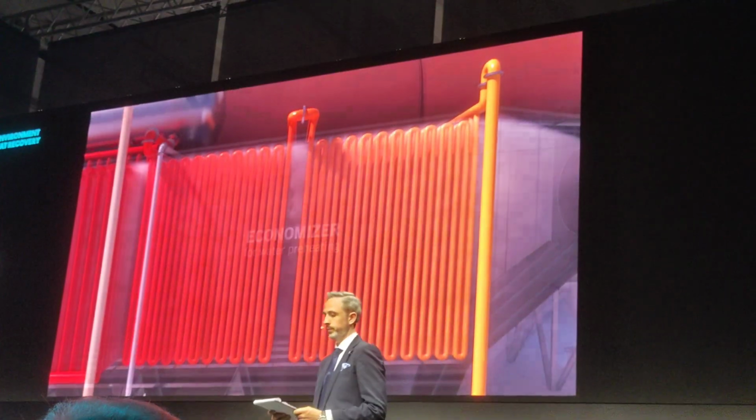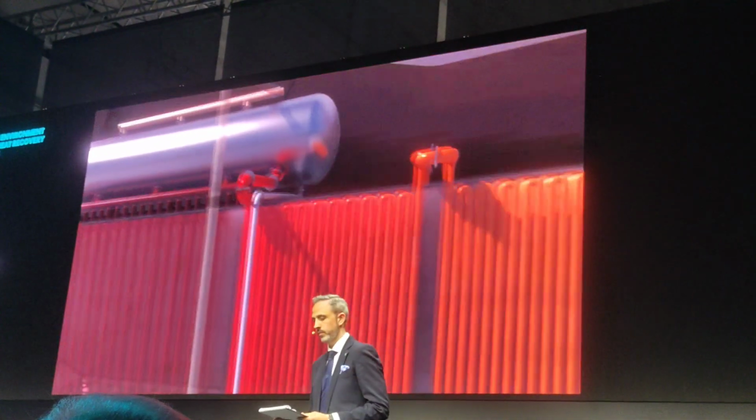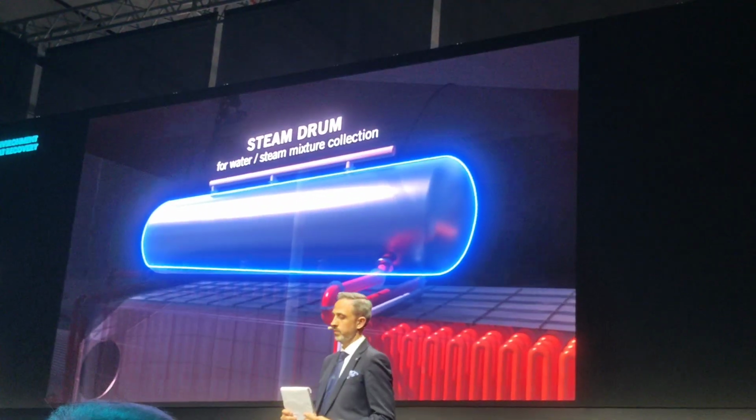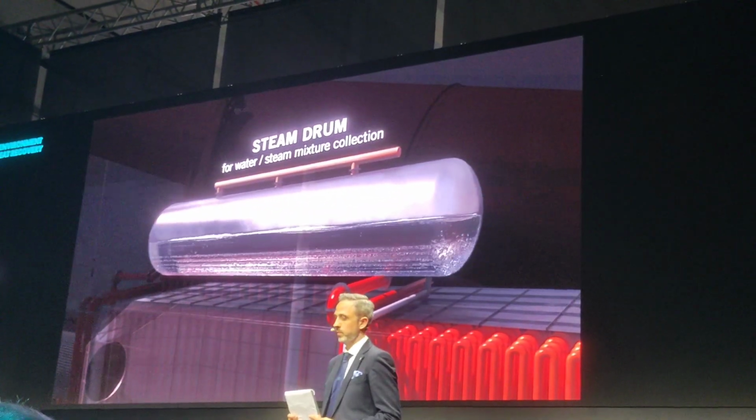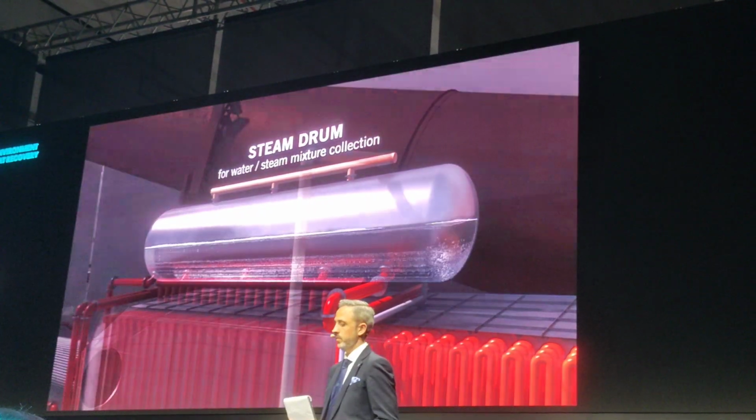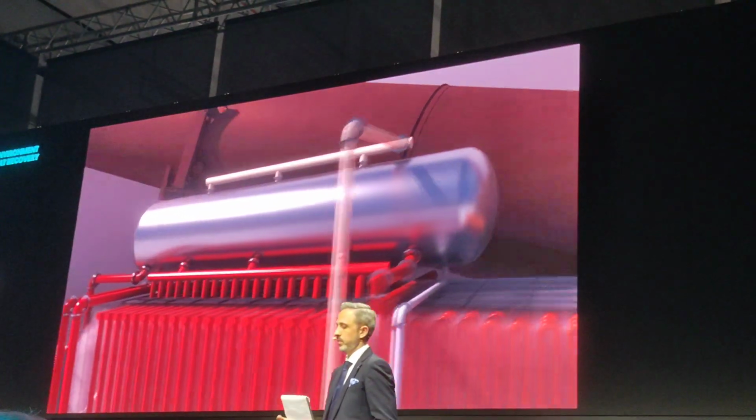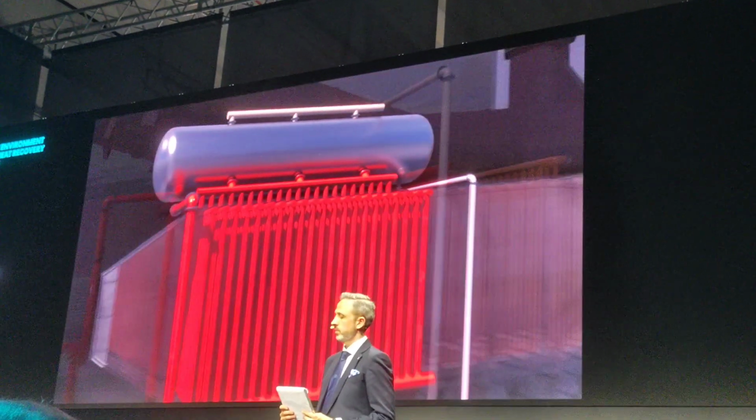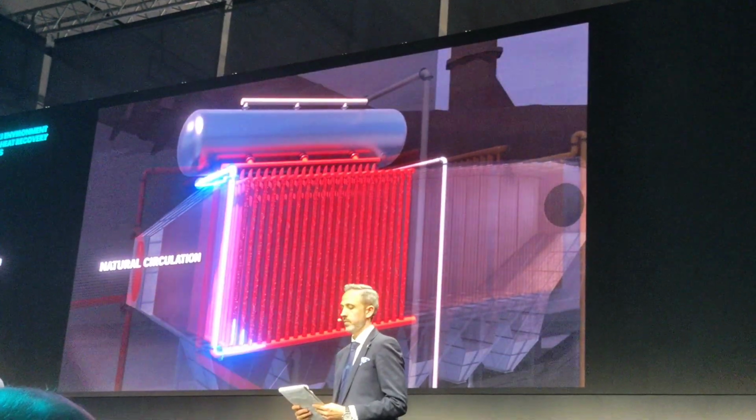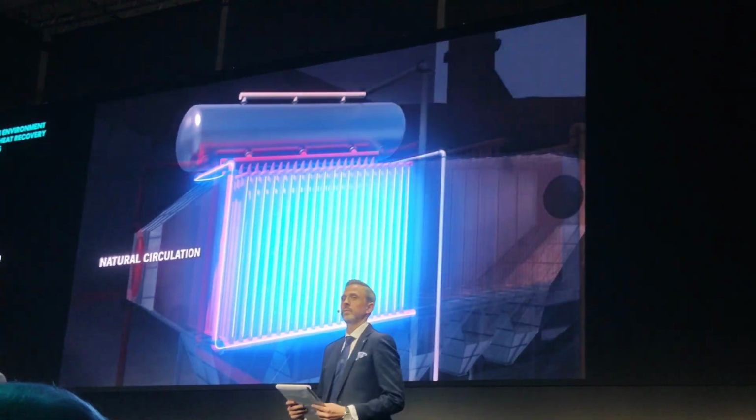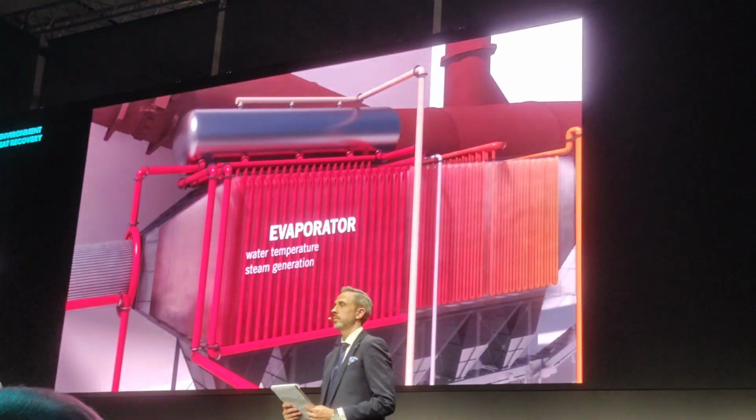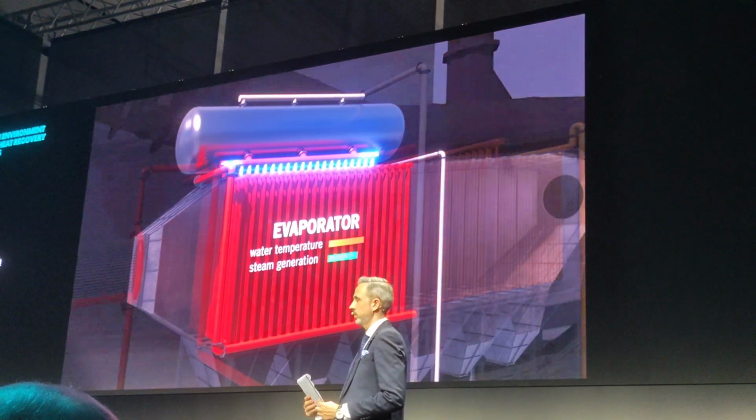The saturated water contained in the steam drum flows via natural circulation to the pipe bundles of the boiler, in the so-called evaporator section. The increase of the water temperature leads to the production of steam, creating a water-steam mixture that flows back into the steam drum.